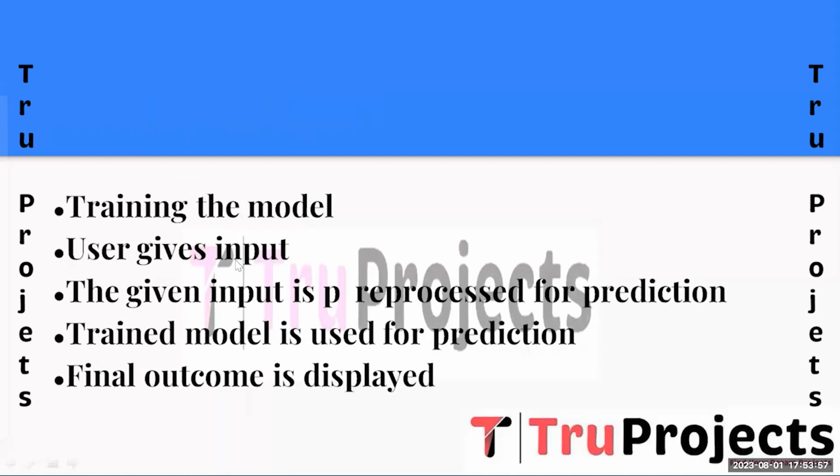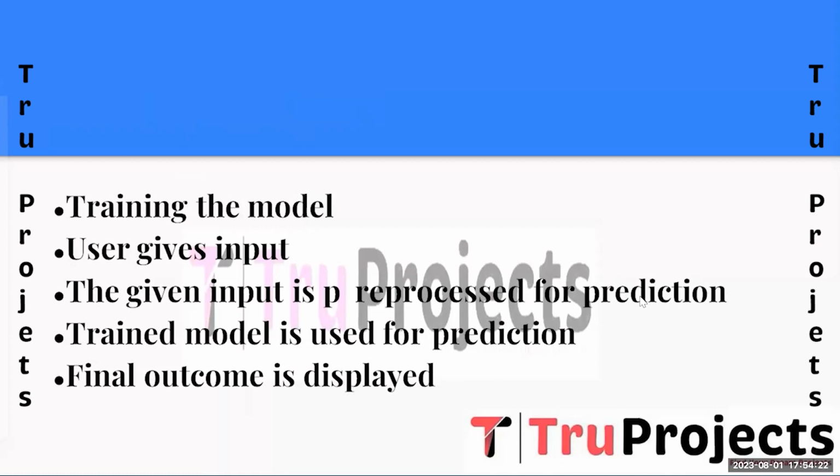The Flask web application is developed to allow the user to input the data for the prediction. Users provide the input for the features through a user-friendly interface. And the next step is the given input is pre-processed for prediction. The user input is pre-processed to ensure it aligns with the format used during training. Pre-processing includes handling missing values, scaling, and encoding categorical variables.